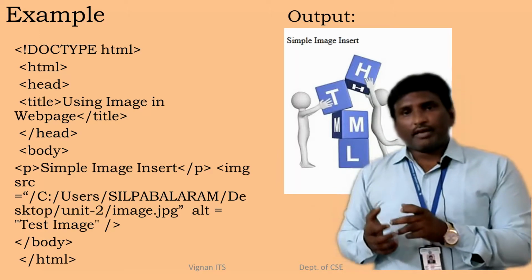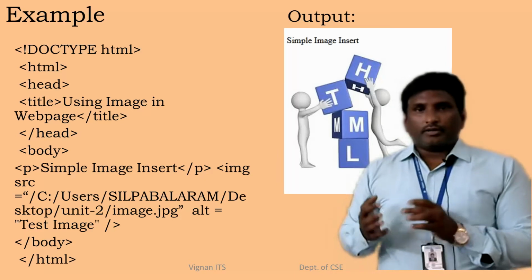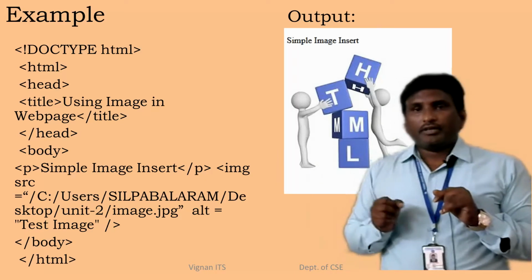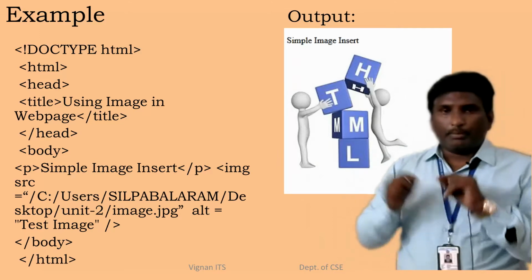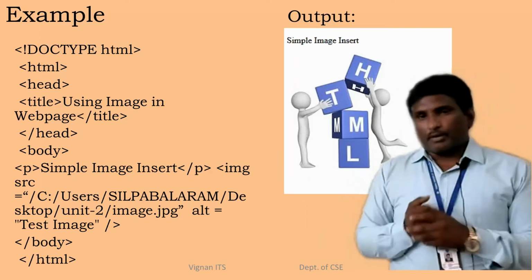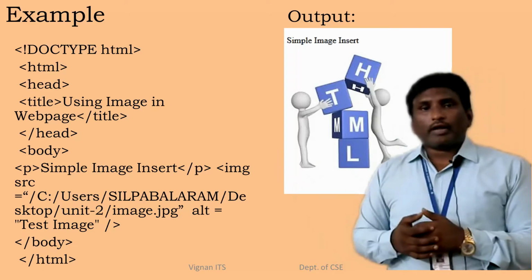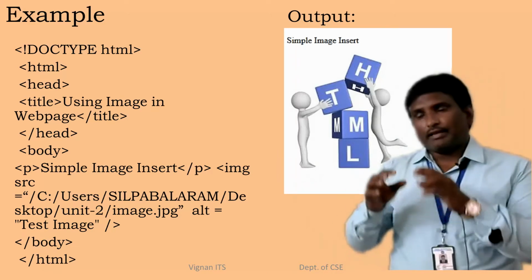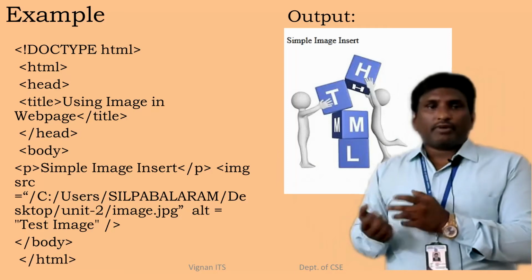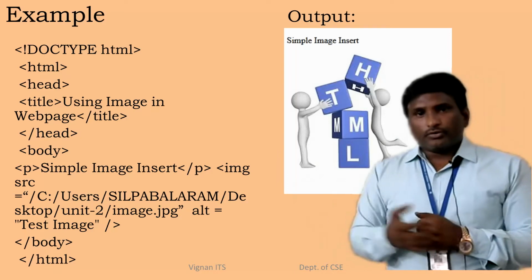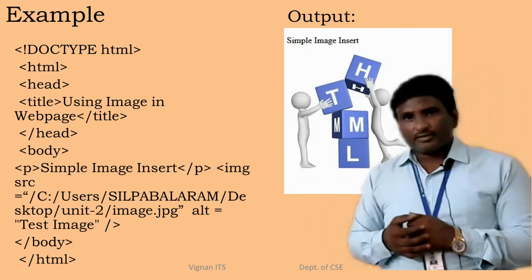In this way we are inserting the image. Here the image is actually loaded, or embedded, into the HTML web page. In a specific format, we can also specify the width and height. There are more attributes to specify the location for inserting the image. So this is next.